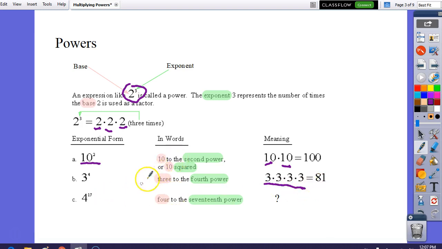The last one, 4 to the 17th. I don't even want to begin to figure out what that number is in my head, but we would be able to write 4 to the 17th power as 4 times 4 times 4 times 4 times 4, 17 times. You see that exponent 17 means write that factor of 4 17 different times. So it's very important that we recognize how to read powers, because in the next couple examples we're going to start using them to multiply them together.